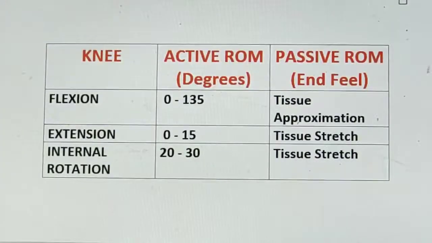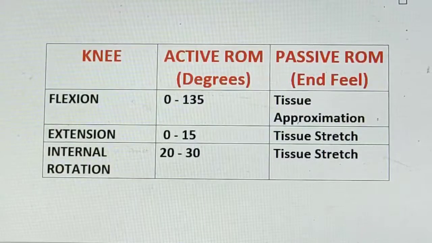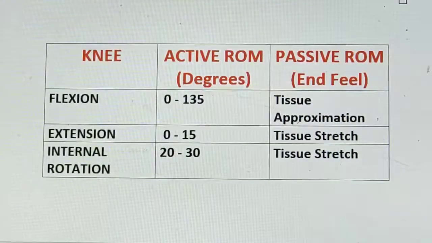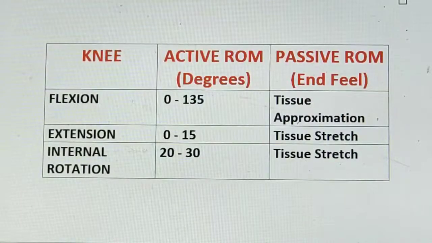Okay, so moving on to the knee joints, the flexion range of motion, the active range of motion values in degrees for flexion of the knee joint is 0 degrees to 135 degrees, and the passive range of motion end feel would be tissue approximation. And for the extension of the knee joint, the active range of motion in degrees is 0 degrees to 15 degrees, and the passive range of motion end feel is tissue stretch.